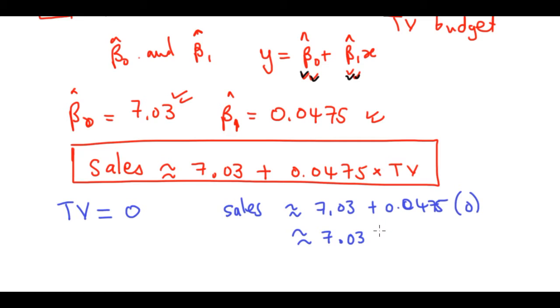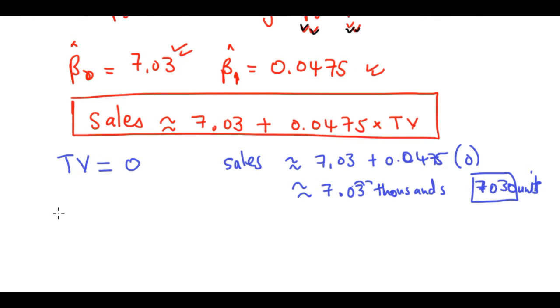And if you look at the units of sales in our data, they are in thousands. So which means even without advertising on TV, what this means is we are going to sell 7,030 units. Those are the ones that we are going to sell, right? Cool.